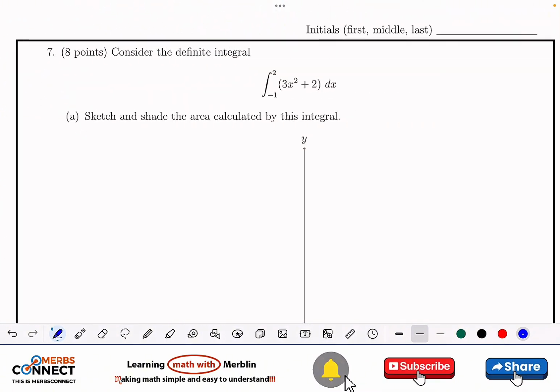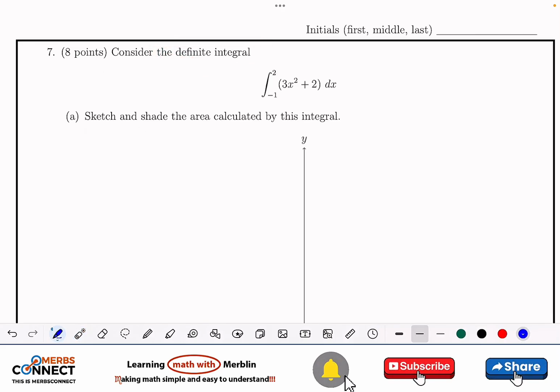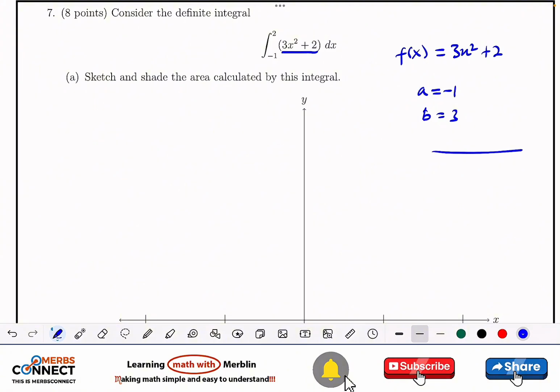Let's look at question 7. All the questions are mixed up, so we are just doing them together. This is a definite integral, and then sketch and shade. For us to do the sketching, we need to define this function. Let's assume that function is f of x, which is equal to 3x squared plus 2, right? Then we need to look for this and that. Let's assume that one is a and this is equal to b. Let's create a table with x and f of x. So minus 1 and 3. Let's look for f of minus 1 and f of 3 so that we can use it to sketch the graph.